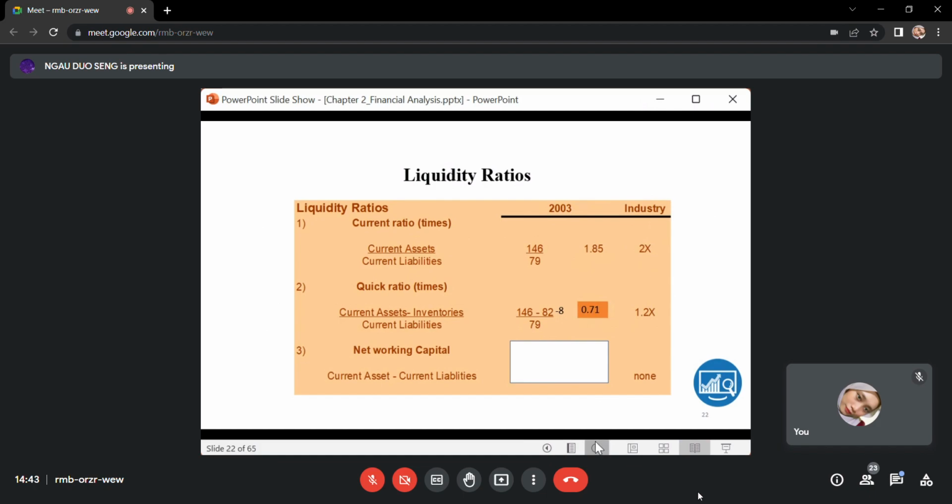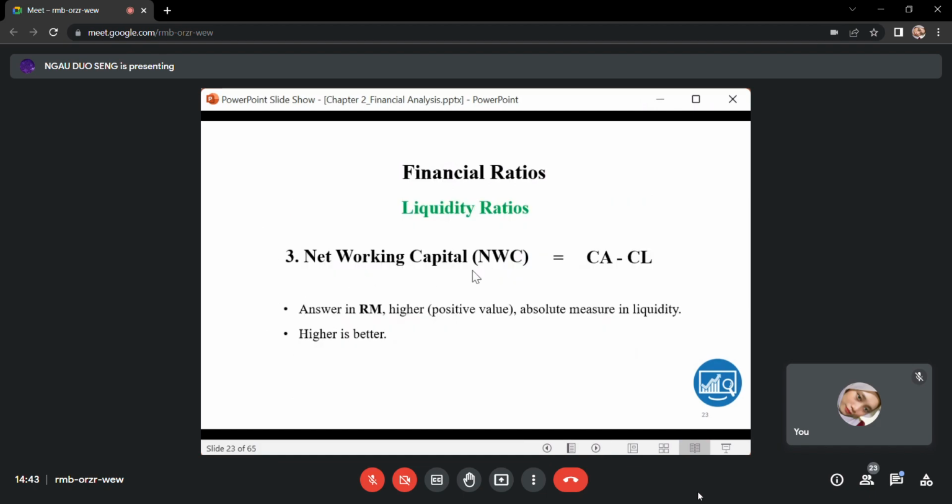Next, we go for the last one, net working capital, NWC, which is simple. Current asset minus current liabilities, right? So the answer will be in ringgit. Just now the answer was in times, right? So this one will be in ringgit. Higher or positive value is preferred. Kalau positif, maksud current asset is more than current liability lah. So it is an absolute measure of liquidity, so higher is better. Negative, maksud liability is more than the asset. Alright, so you calculate this one.